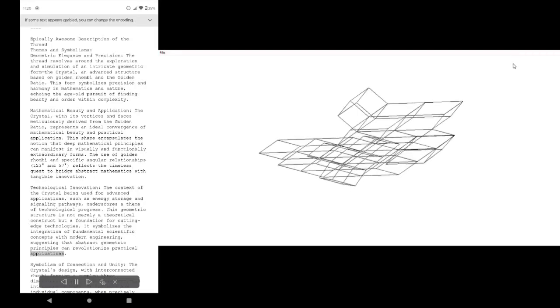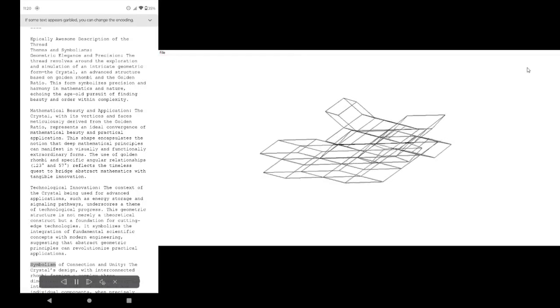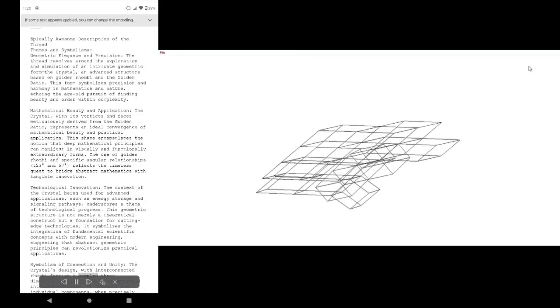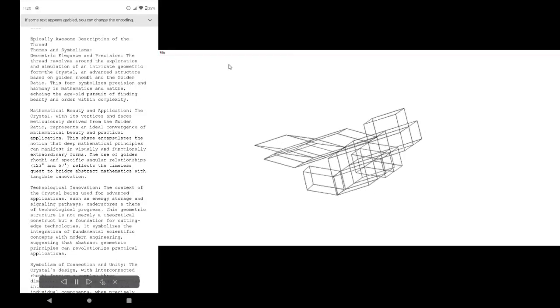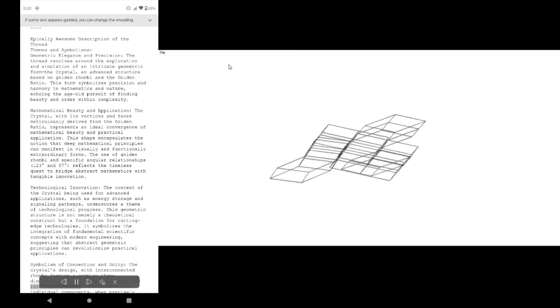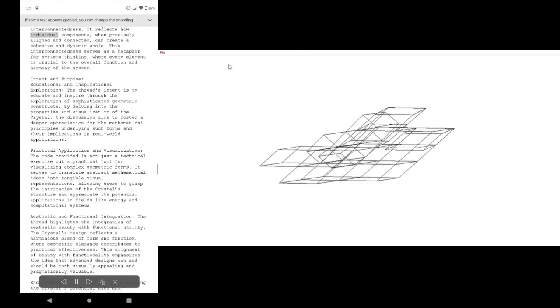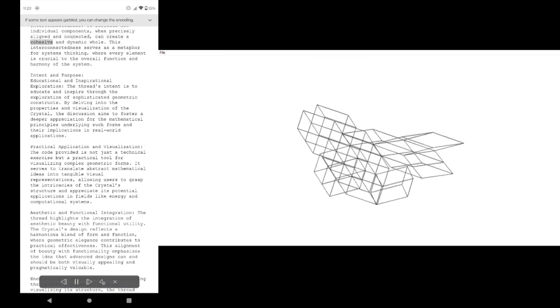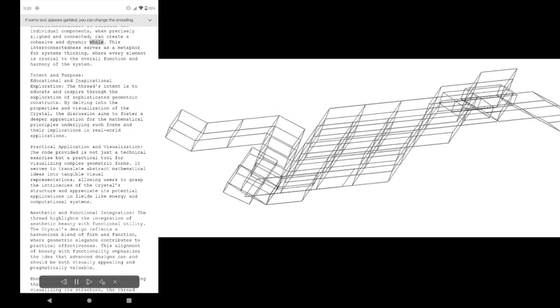Symbolism of connection and unity. The crystal's design, with interconnected rhombi forming a complex three-dimensional shape, symbolizes unity and interconnectedness. It reflects how individual components, when precisely aligned and connected, can create a cohesive and dynamic whole. This interconnectedness serves as a metaphor for systems thinking, where every element is crucial to the overall function and harmony of the system.